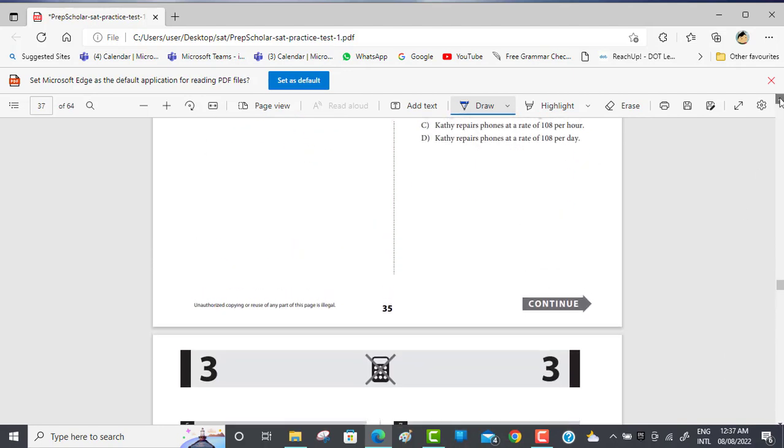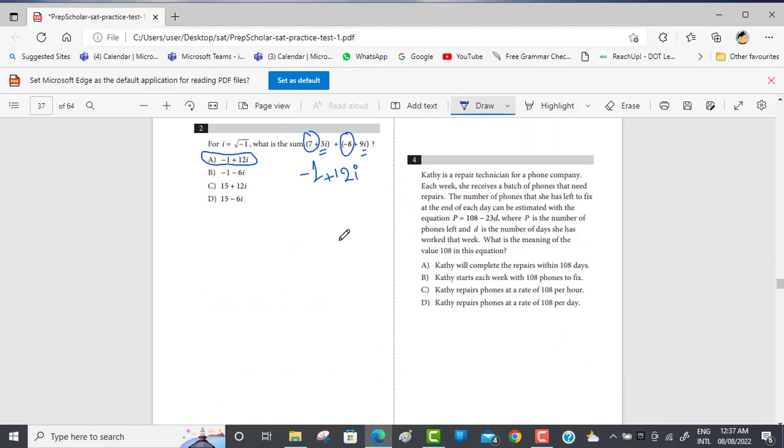Exercise number 4. Kathy is a repair technician for a phone company. Each week she received a batch of phones that need repairs. The number of phones that she has left to fix at the end of each day can be estimated with the equation p equal 108 minus 23d, which is a linear equation.